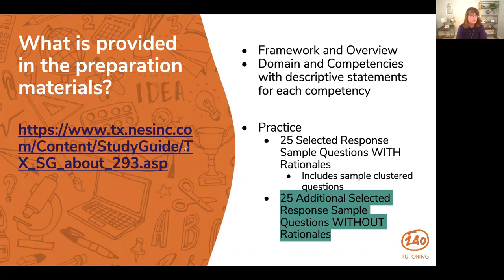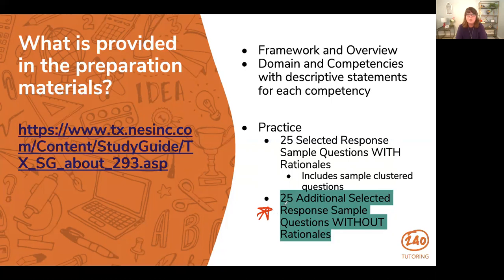If you pull up this link, you're going to see all the preparation materials provided by the state. Framework and overview, domain and competencies with the descriptive statements. We'll look at some of those today. And you're going to see some practice questions. The first 25 all have rationales, so you can work through those on your own and see why the right answer is right and the wrong answers are wrong. The second 25 do not have rationales.